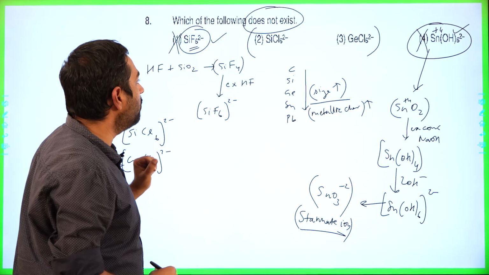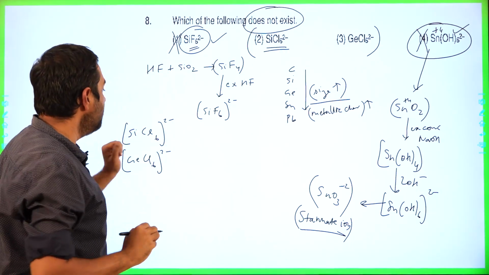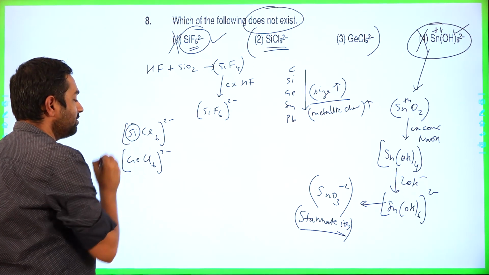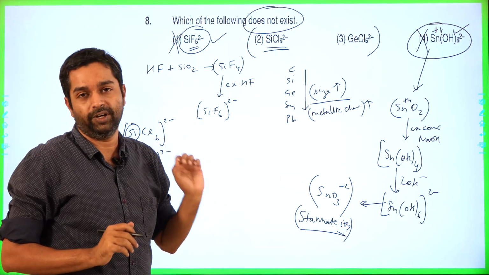Another reason why we are going to be having SiCl6 2- being more complicated or more unstable is because silicon is smaller in size. When the silicon atom is smaller in size, it doesn't have enough space around it.